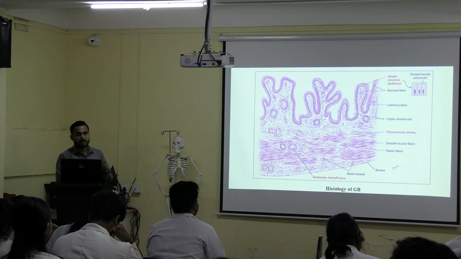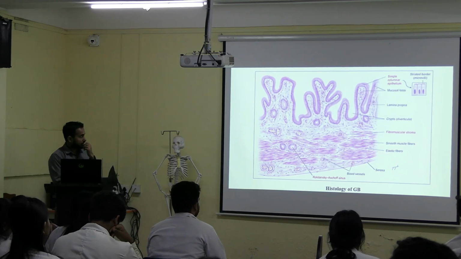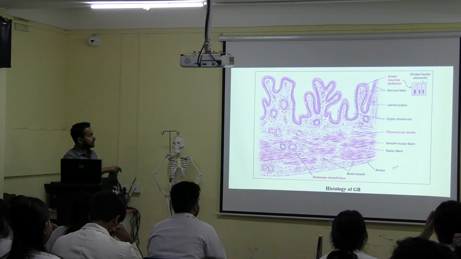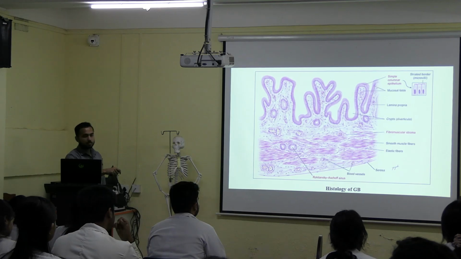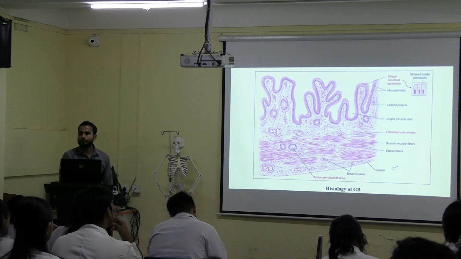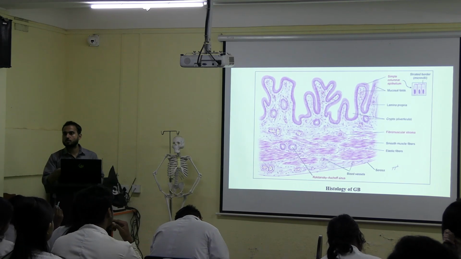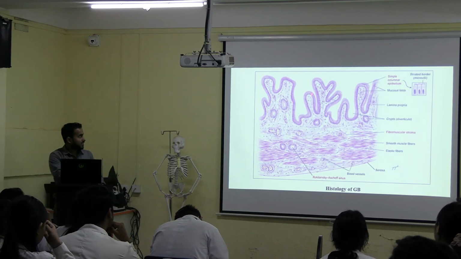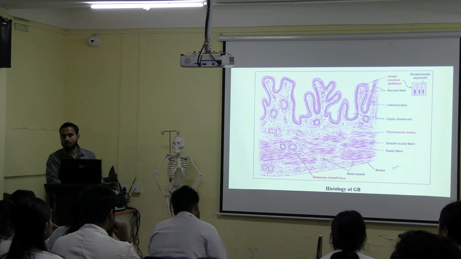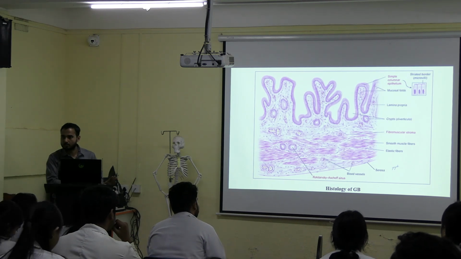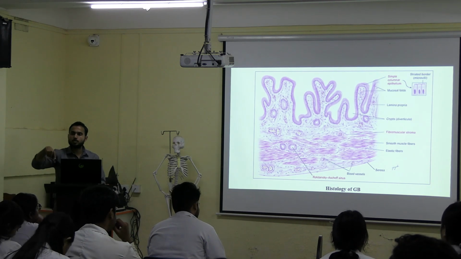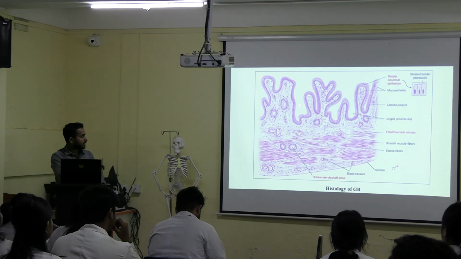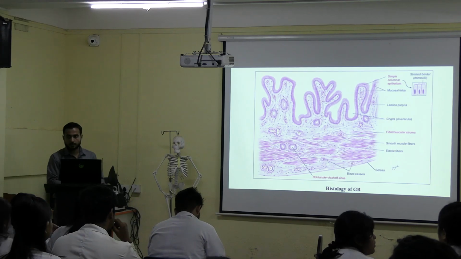Now, this is the schematic diagram of the gallbladder. In this schematic diagram, can you see the appearance due to the mucosal folds which are present inside the gallbladder? So, don't misjudge it as villi. These are not villi. These are the folds. Now, in between the folds, these areas are called crypts. These are called crypts.